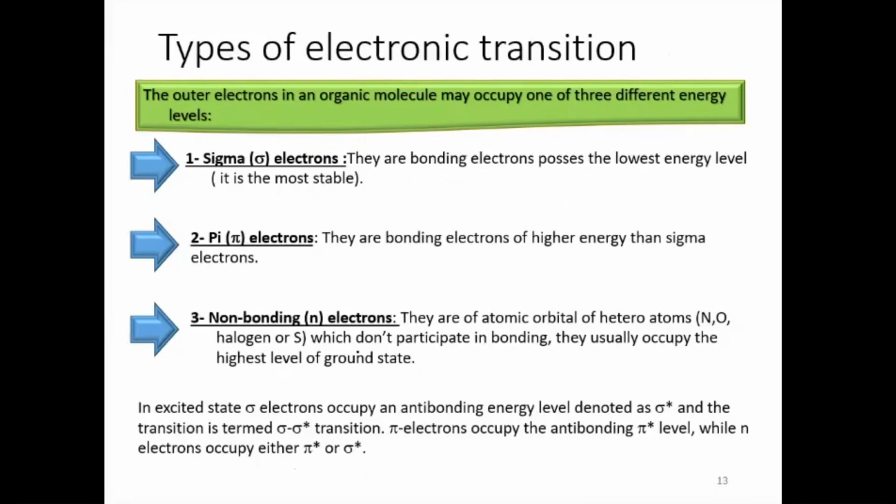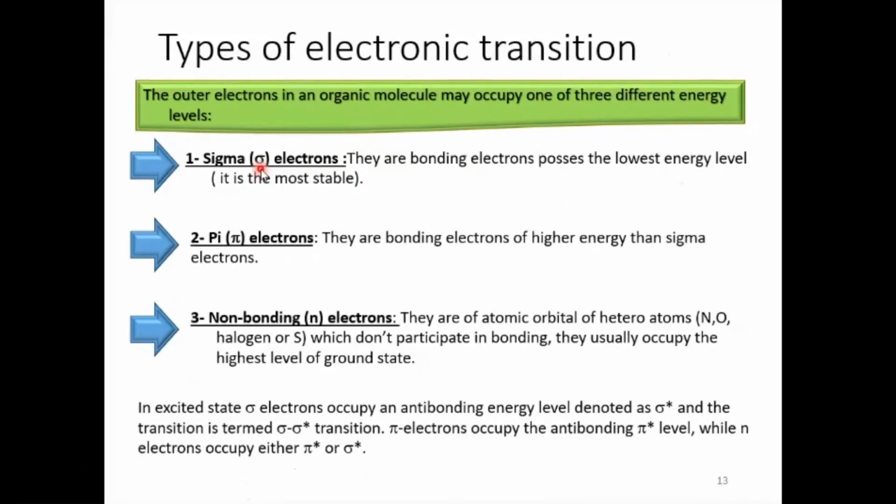I am reading out the point given in the green background. The outer electrons in an organic molecule may occupy one of three different energy levels. We are considering only occupied orbitals. First, the sigma electrons are bonding electrons and possess the lowest energy level because they are more stable. Why is the sigma bond stable? There are many reasons. Let's not go into that basic; let us assume you understand that sigma electrons reside at the lowest energy level. That's why they are most stable.